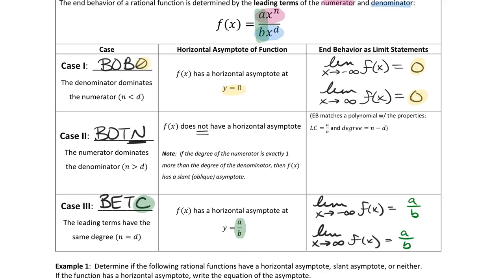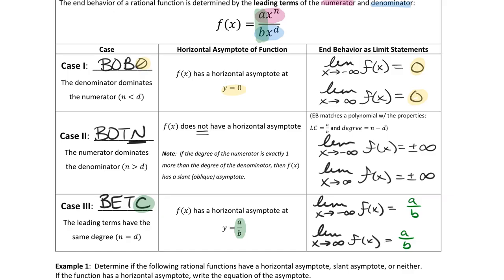But what's going to happen here is because it doesn't have a horizontal asymptote, it's going to have different end behavior. And that end behavior is going to match a polynomial with the properties of a leading coefficient of a over b and a degree of n minus d, meaning the numerator's degree minus the denominator's degree. So this is the one where we'll have to pause for a second, and we'll have to write limit statements that go off to one of the infinities. So it will be either positive or negative infinity on the left side, and either positive or negative infinity on the right side.